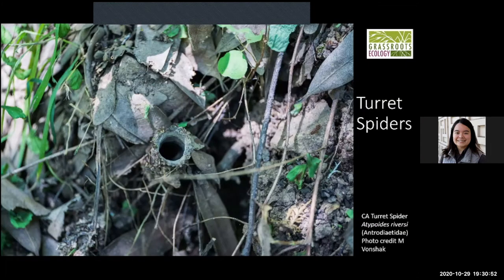Ooh, and our next burrowing spider is the turret spider. These are found in shaded woodlands. Usually it's very damp and very moist, and you'll probably see this turret structure coming out of the ground. It's lined with debris like leaves and maybe some pebbles, and depending on what the spider feels like, it will decorate its turret with.